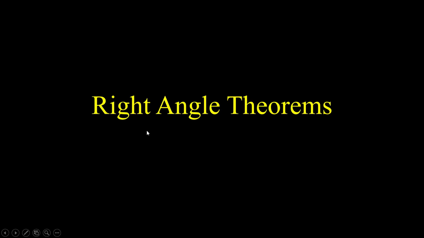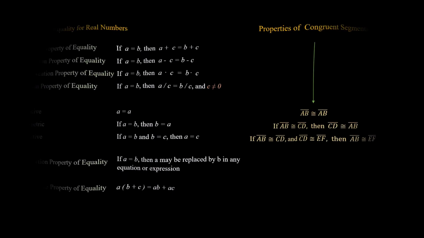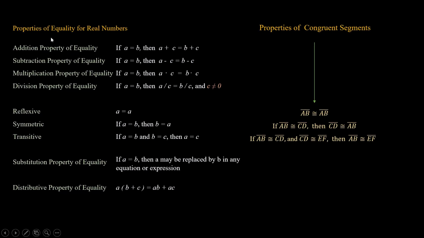Before we talk about these theorems, we have to review a few concepts that we have already covered. So we talked about, for example, properties of equality for real numbers. And this is very important because, as you can see, these recur in different concepts. And here we had properties of equality for real numbers. And then we had similarly properties of congruent segments.